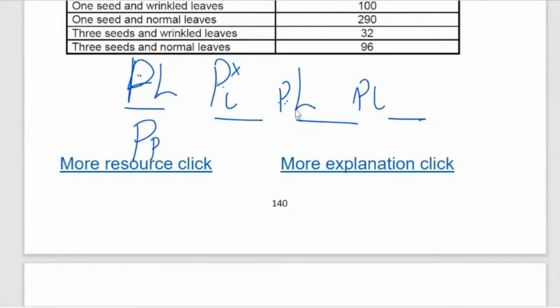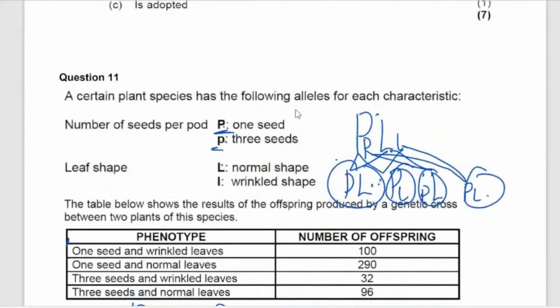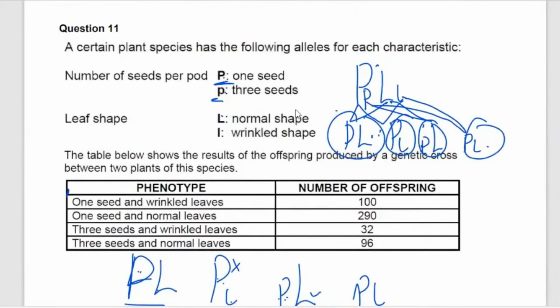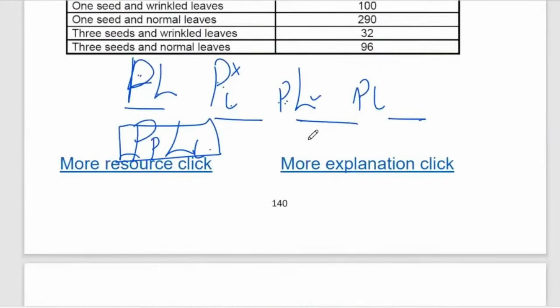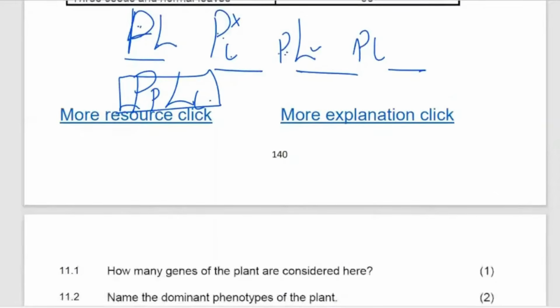But because I have a small p, therefore I will write the small p. Then I go to L, capital L. Do I have another capital L? Yes. Do I have a small l? Yes, I have a small l. Therefore, it's going to go with small l. Therefore, this becomes the genotype of the parent. Check, it's the same thing: capital P, small p, capital L, small l. Then when you come here, it's capital P, small p, capital L, small l. So that's how you can identify that.